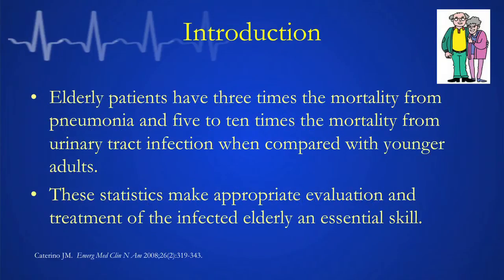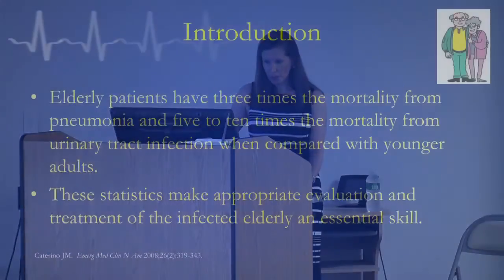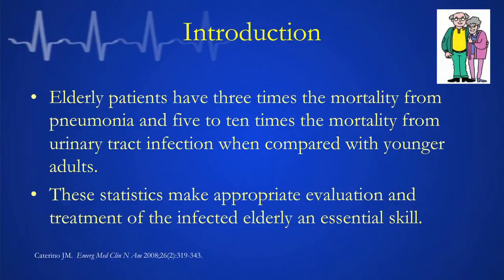They have 3 times the mortality from pneumonia and 5 to 10 times the mortality from urinary tract infection when compared with younger adults. And I think that's really important to consider because we're constantly diagnosing pneumonia and UTIs in the emergency department. And even if we're sending them back to nursing homes or you're sending them home, those are impressive statistics. 3 times mortality for pneumonia and 5 to 10 for UTI. It's not a benign thing in your 65 and older population. So because of these statistics, it's really important that we make appropriate evaluation and treatment an essential skill in our repertoire.